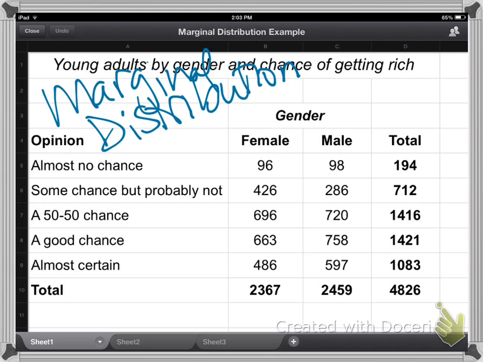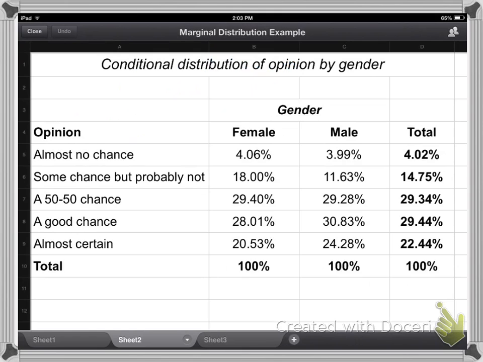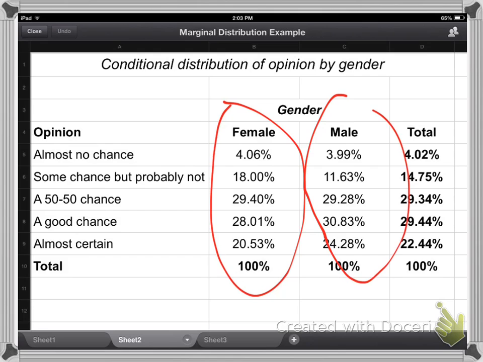For any two-way table, you're always going to be able to look at conditional distributions in 2 ways. And so for this example, we're going to look at both of the possible conditional distributions. So the first one that we're going to look at is the conditional distribution of opinion by gender. So notice now, instead of having counts in each of our cells, we've got percentages, as I mentioned.